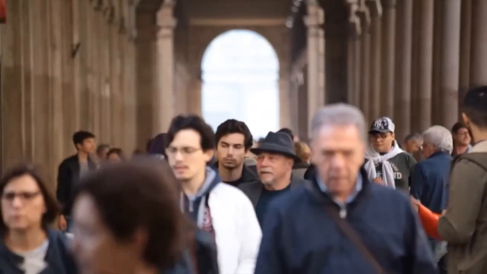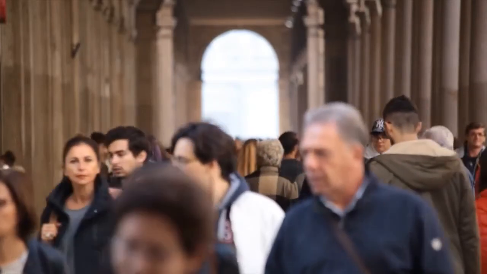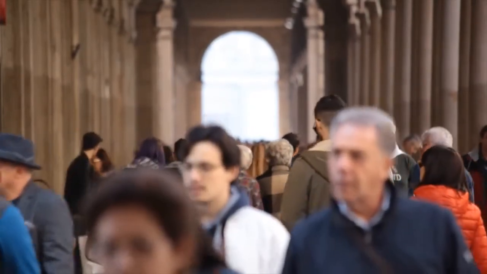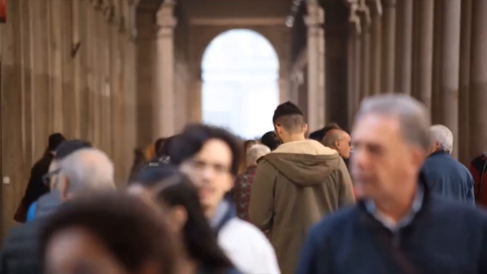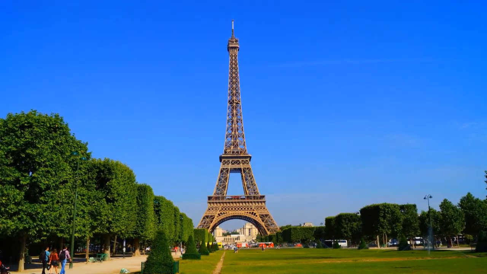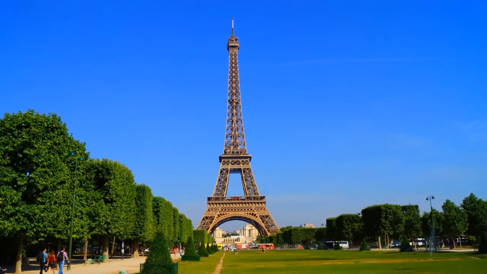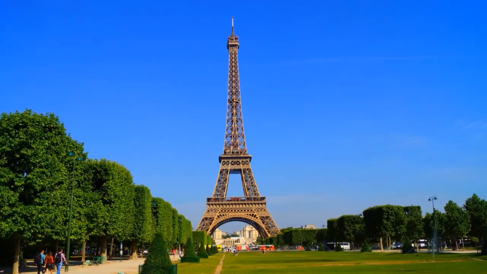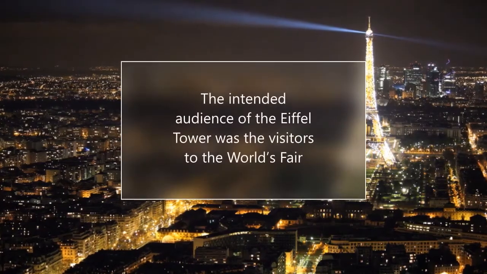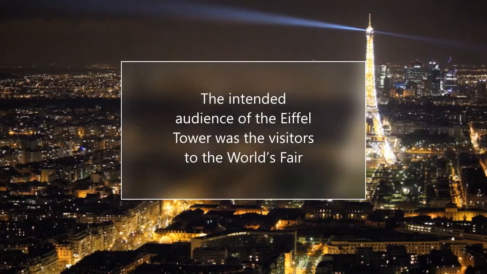During the 1889 World's Fair, over 32 million people from more than 30 countries visited the exhibition and saw the brand new Eiffel Tower, which served as the entrance gate to the event. Therefore, the intended audience of the Eiffel Tower were the international visitors to the 1889 World's Fair.